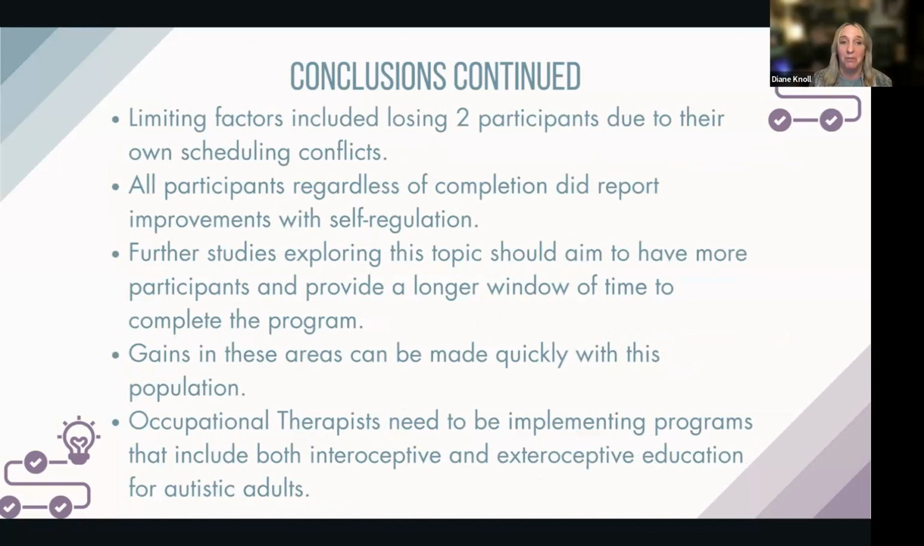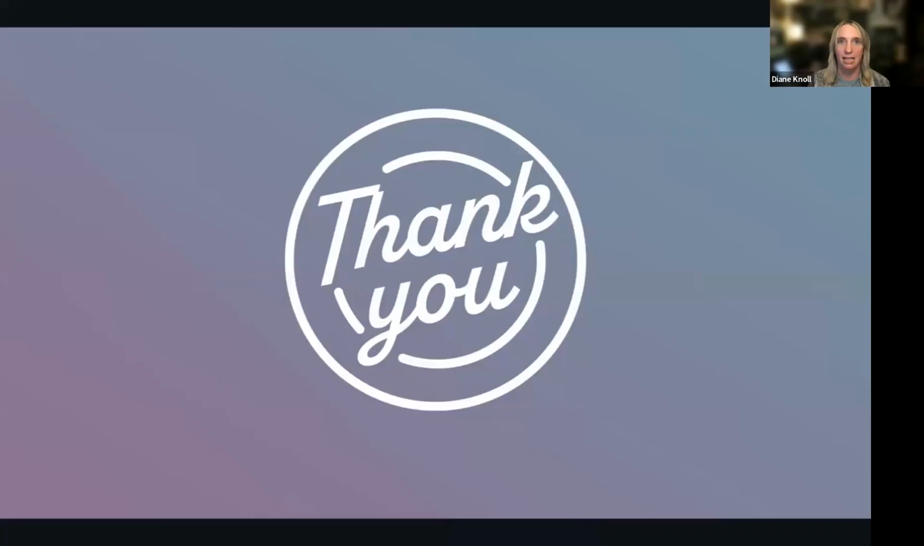Because with 8 weeks, it was really hard if one thing came up, trying to reschedule them and still get it done in time. Gains in these areas can be made really quickly with this population. So 8 weeks is pretty good considering the gains we made. And this is my big soapbox, that OTs, we need to be implementing programs that include both interoceptive and exteroceptive education for autistic adults. And that was the end of my slideshow.